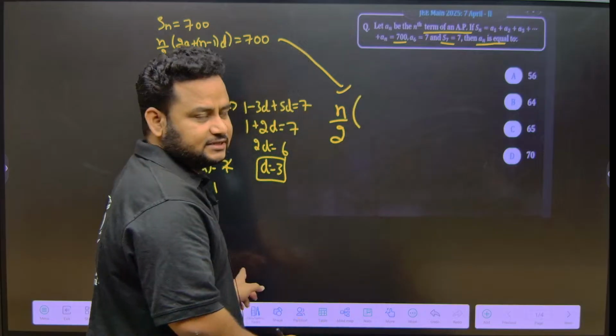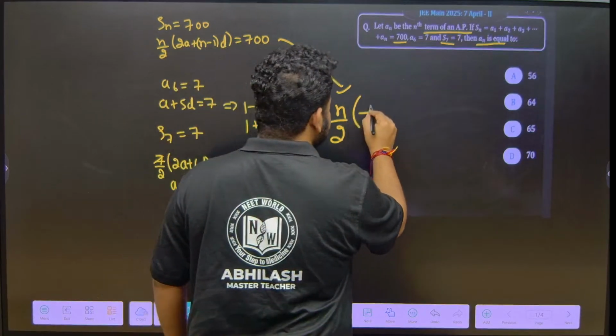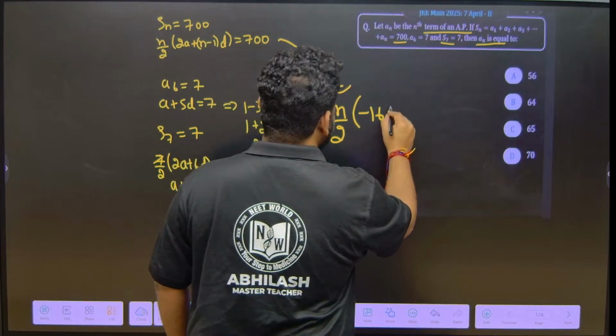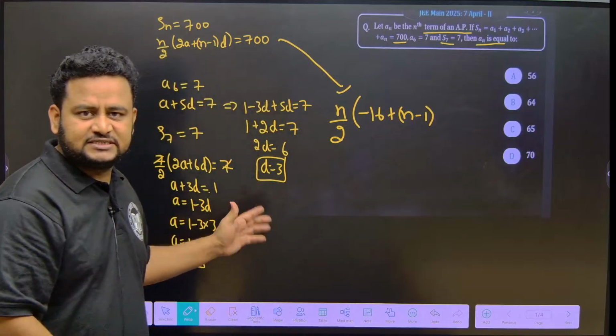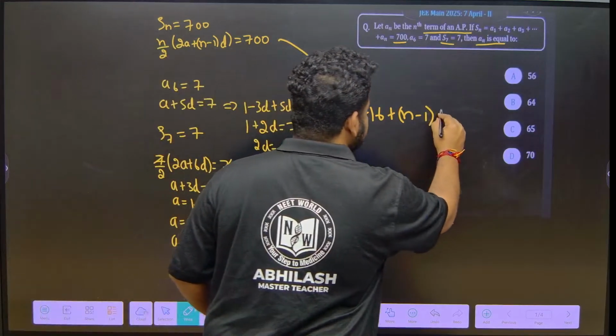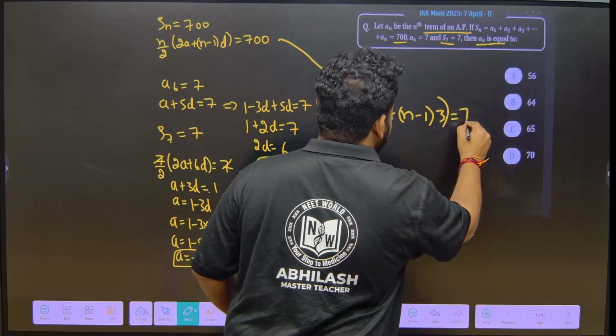A is nothing but minus 8. So 2 into a is minus 16, minus 16 plus n minus 1 into d. What is d? D we got as 3. So let me put the value of 3, and that would be equal to 700.